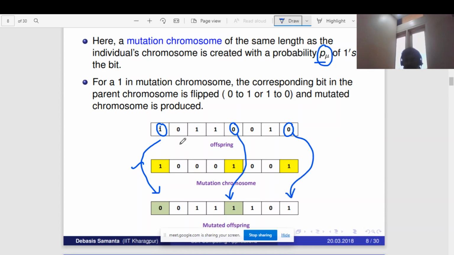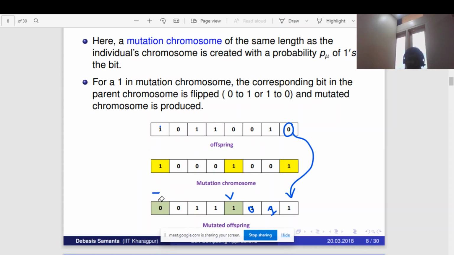Okay, so all remaining positions in the mutation chromosome are 0. In that case, whatever is in the actual offspring will just get into the mutated offspring. So this is 0 1 1, so that same 0 1 1 comes here. Similarly this is 0 1, sorry, this should be 0 1 only, not 1 0. The same thing comes, there is no change. Okay, so this is how this technique works, right?